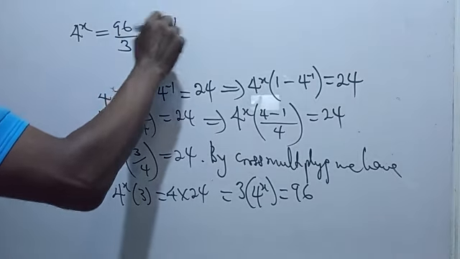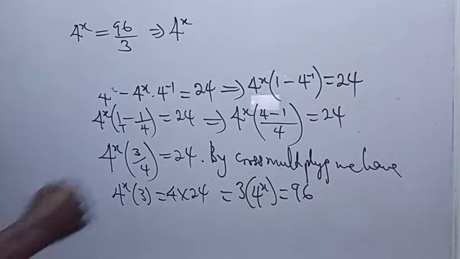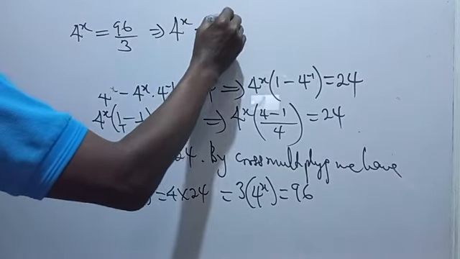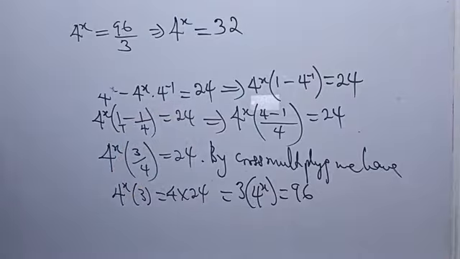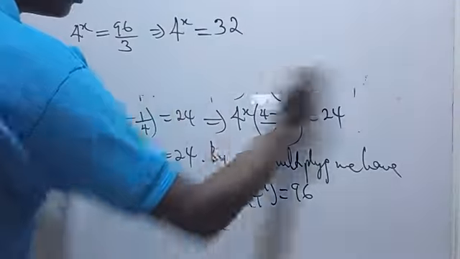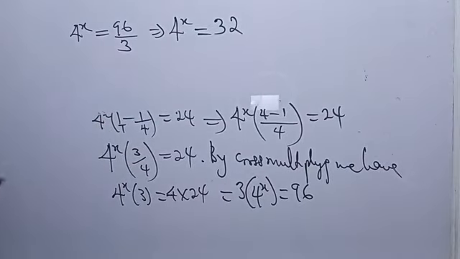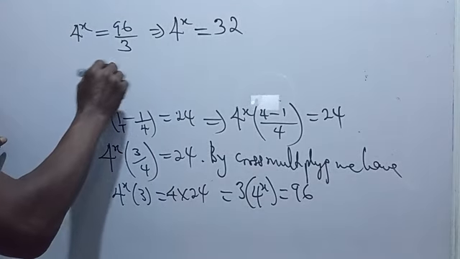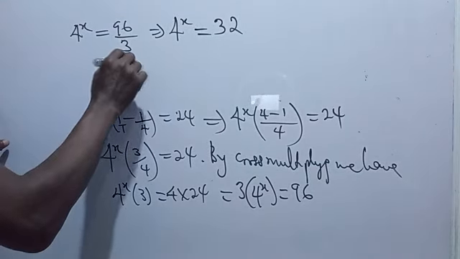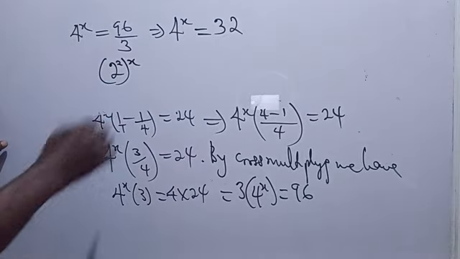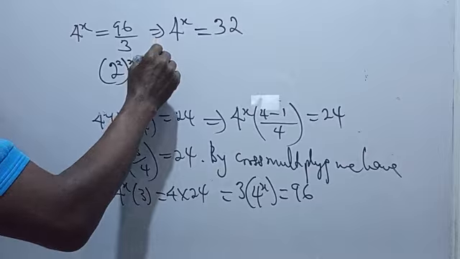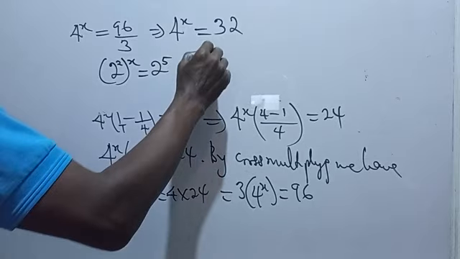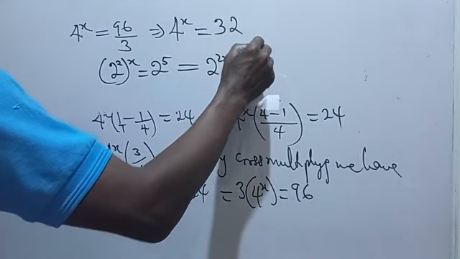So we have 4 raised to power x. I hope we are following. Good. It is equal to 32, since 3 into 9 is 3, 3 in 6 is 2. Beautiful. So now we can get the factors of 4 and 32. That will be 2 raised to power 2x, as 4 is represented by 2 raised to power 2, is equal to 2 raised to power 5. So this now means 2 raised to power 2x is equal to 2 raised to power 5.